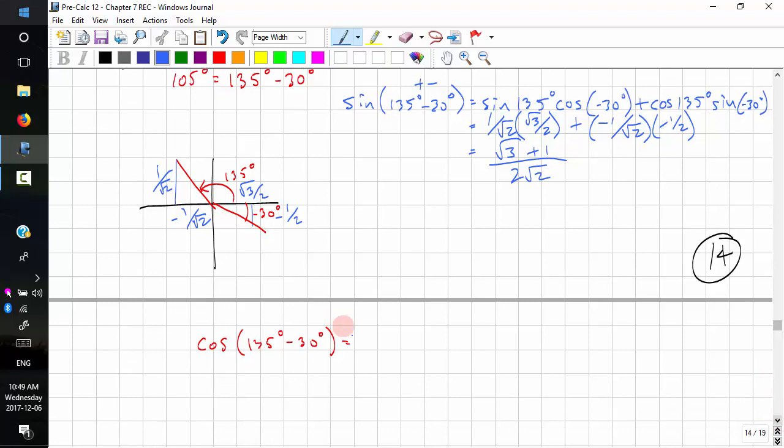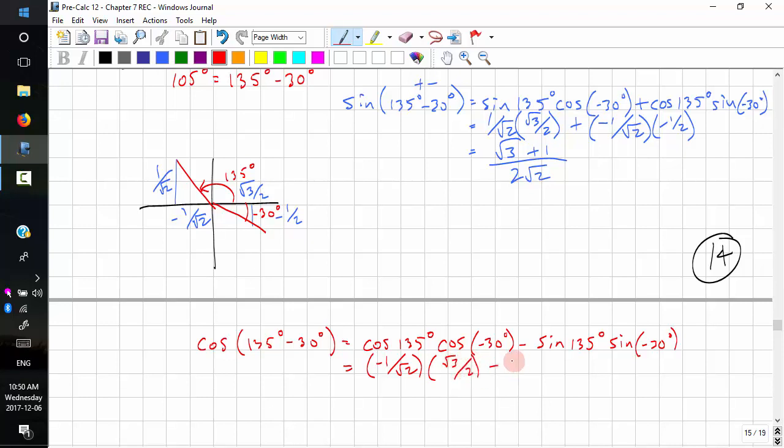Now for cosine, we use the cosine identity. And again, I'm going to use add instead of subtract. Cos 135, cos negative 30 degrees, minus sine 135 degrees, sine negative 30 degrees. Substitute our exact ratios. Negative 1 over root 2, root 3 over 2, minus 1 over root 2, and negative 1 over 2.